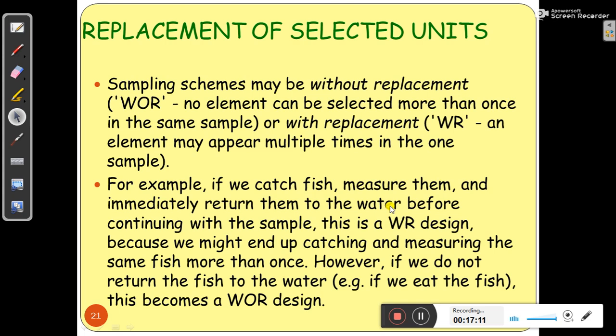This is a WR design because the same fish might be caught again and again, and we might end up catching and measuring the same fish more than once. However, if we do not return the fish to the water, if we eat the fish, then this becomes without replacement. So that is the scenario of without replacement or with replacement.